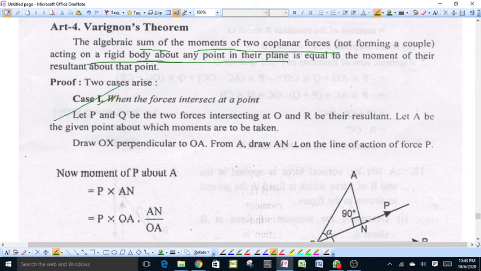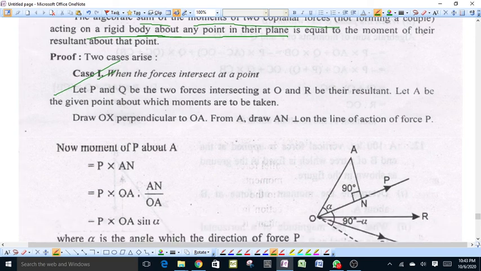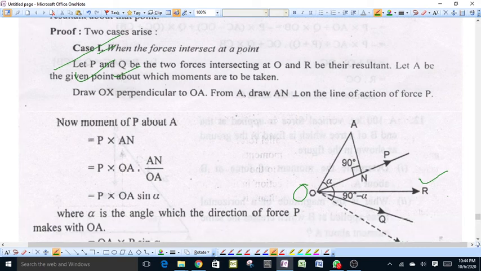In the first case, we consider two forces that intersect at a point, that is, the lines of action of the two forces intersect at a point. Suppose we have two forces P and Q intersecting at point O, and R be their resultant. Clearly R will also pass through the point O because P and Q are intersecting forces. Suppose A be the point about which the moments are to be taken.